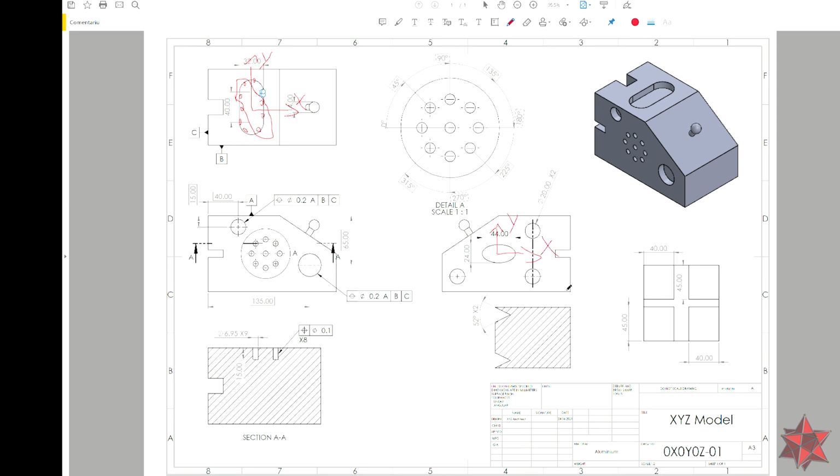You can find the technical drawing of the part and the example that I put together in a table in the description below.